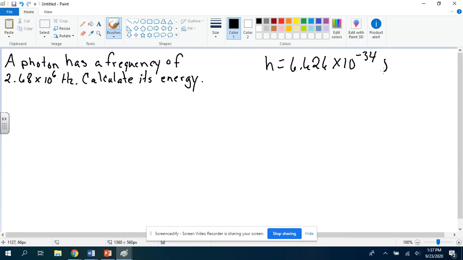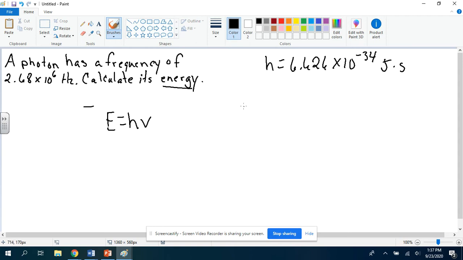I'm just going to jot this down real quick so I don't forget it because it's on the other slide. So remember, h is our constant, okay? And I just wrote it down up there so I would have it. All right, our problem says a photon has a frequency of 2.68 times 10 to the 6 hertz. Calculate its energy. First of all, you need to know that we're using this equation. You know that because it's asking for energy, this is the only one that has energy in it. And it's giving you the frequency, which is here, okay? So that's how you would pick this equation to use.